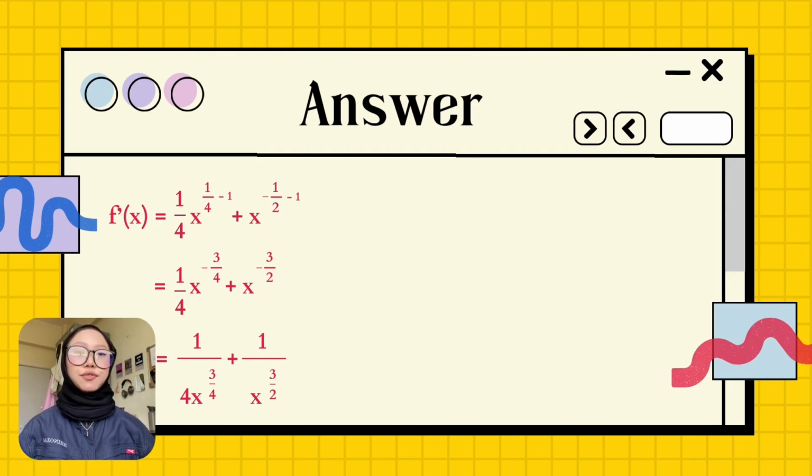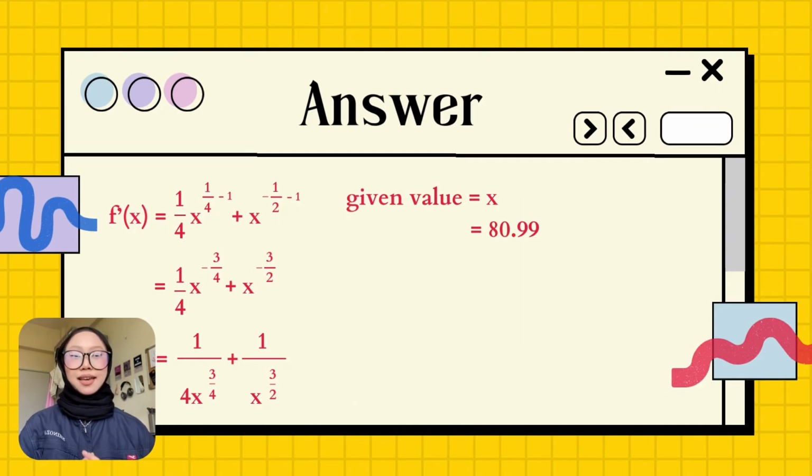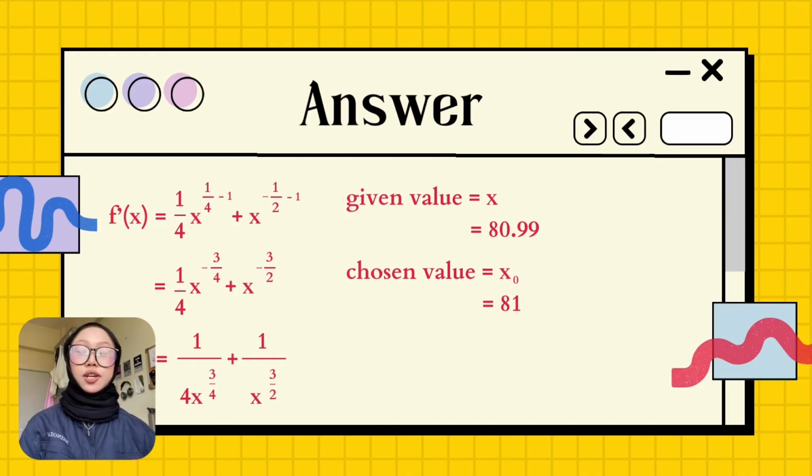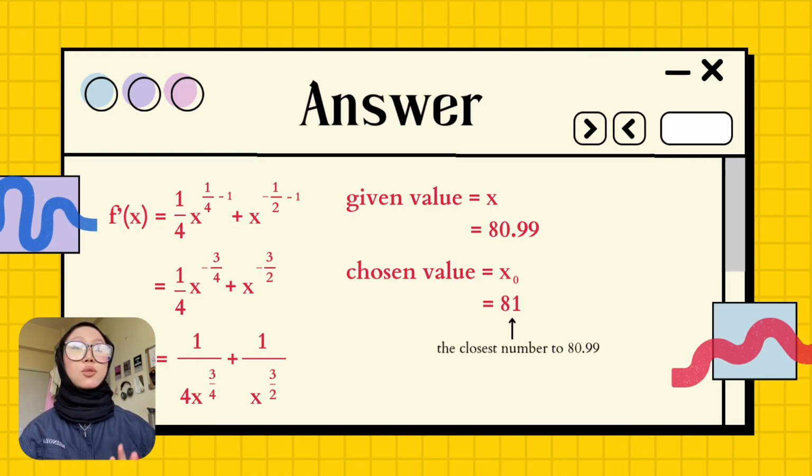Next, we have to find the given value, which is x, the chosen value, which is x naught, and the delta x. As I mentioned earlier, x is the given value, so we can find the value of x from the root, that is 80.99. For the chosen value, which is x naught, we will choose 81. The reason we choose 81 is that 81 is the closest number to 80.99.